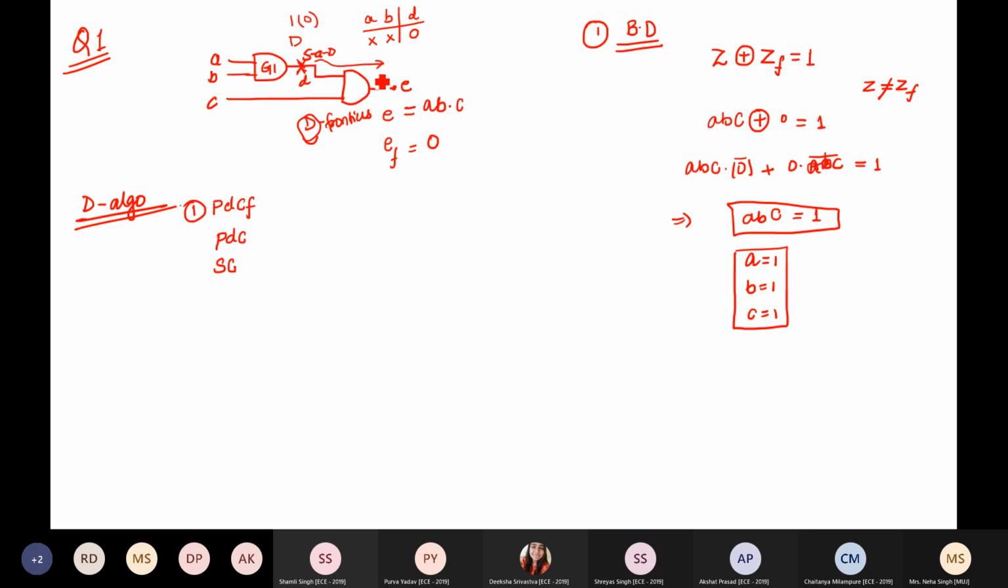In order to propagate this D to primary output, I need to look at the gate G2. So I will find the propagation D cube for gate G2. PDCF is obtained for G1. That is, this is my D frontier.